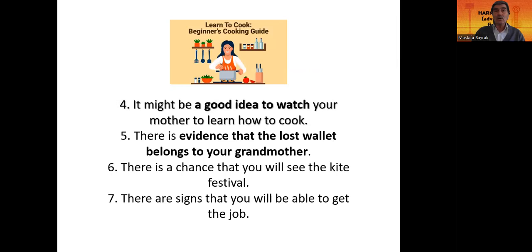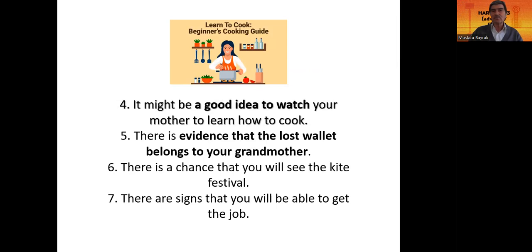Okay, learn to cook. The image says learn to cook, beginner's cooking guide. Yeah, so cooking also has levels, beginner level, intermediate level, and advanced level of cooking. For it might be a good idea. It is a good idea. It might be a good idea. It must be a good idea.